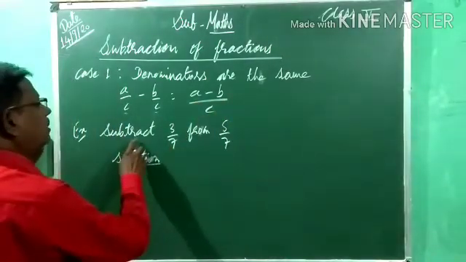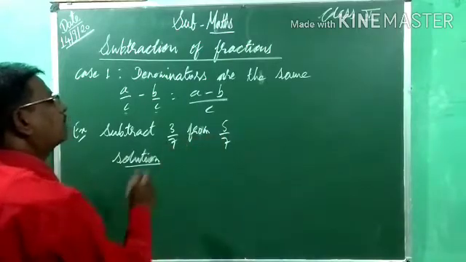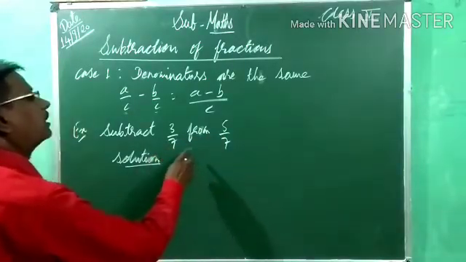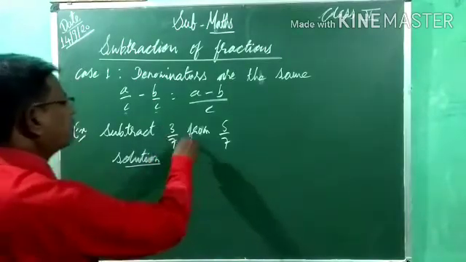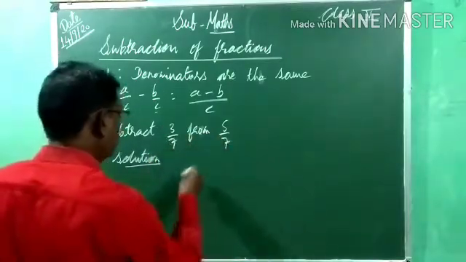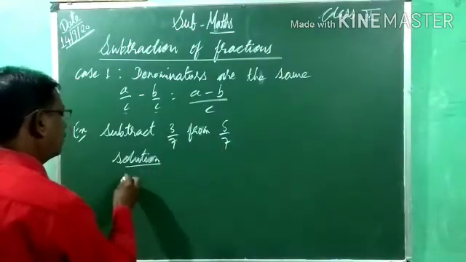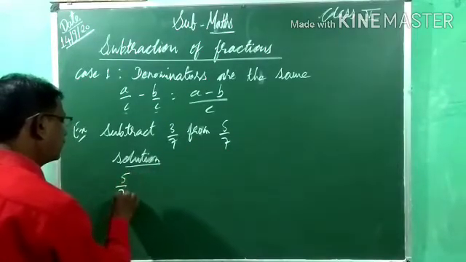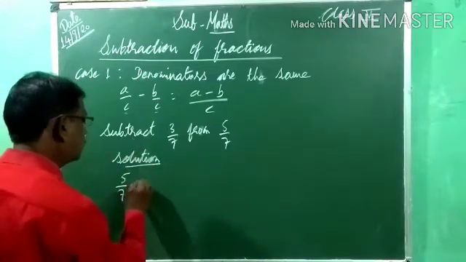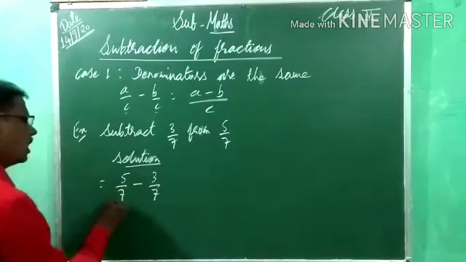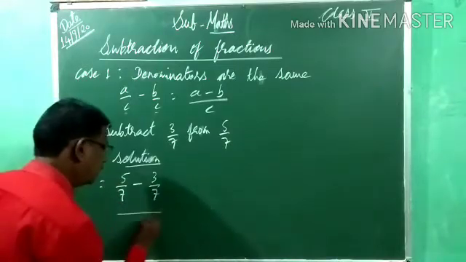For example, subtract 3 by 7 from 5 by 7. Now here the denominator is the same. We have to subtract 3 by 7 from 5 by 7. So while doing subtraction, which number do we have to take first? 5 by 7, the second number first. 5 by 7, subtract means what? Minus 3 by 7. Understood?